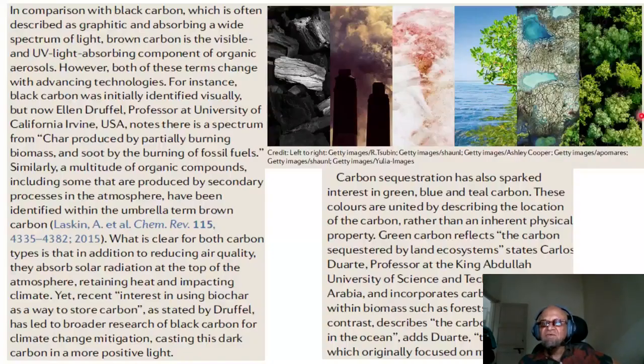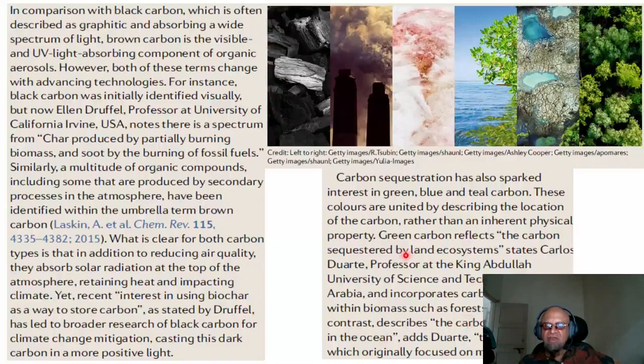So just to give you a sense of the colors of carbon. Carbon sequestration has sparked interest in green, blue and teal carbon. These colors are united by describing the occasion of the carbon rather than an inherent physical property. Green carbon reflects the carbon sequestered by the land system. This is stated by Carlos Duarte, professor at the King Abdullah University of Science and Technology, known as KAUST in Saudi Arabia, and this incorporates carbon in soils and within biomass such as forests.